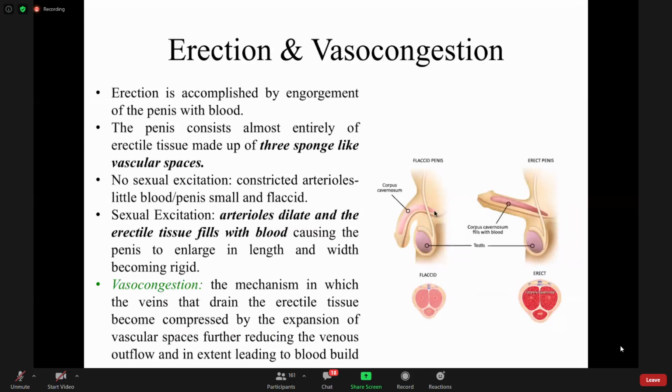So when it comes to the penis, it is made up of three sponge-like vascular spaces.